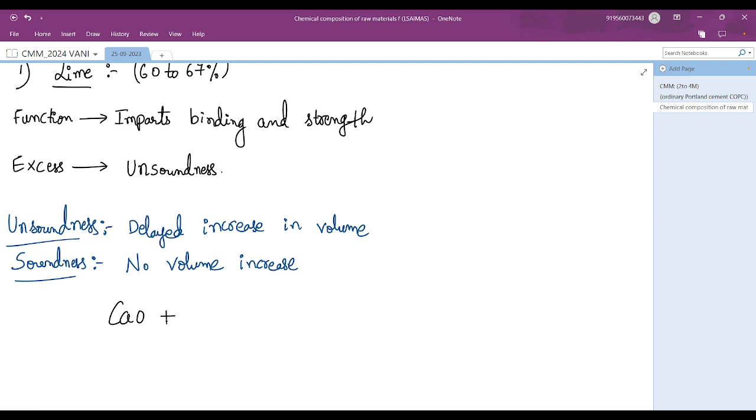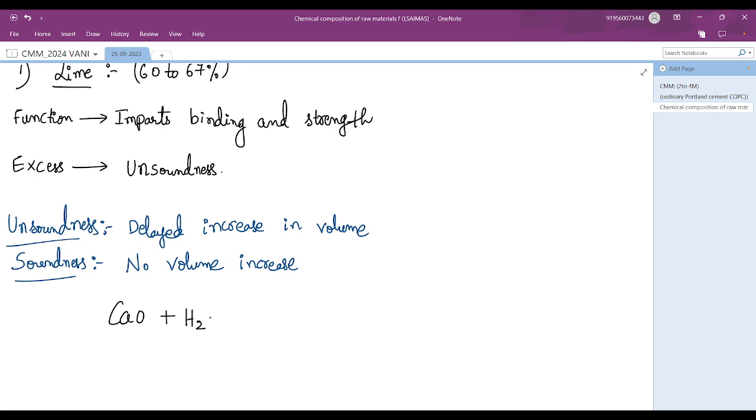Now the moisture content present in the atmosphere, or excess of water present in cement, will cause this unsoundness due to lime, because lime has a higher affinity towards water. Therefore, lime reacts either with moisture in the atmosphere or moisture within the cement, and it forms Ca(OH)2 or slaked lime.